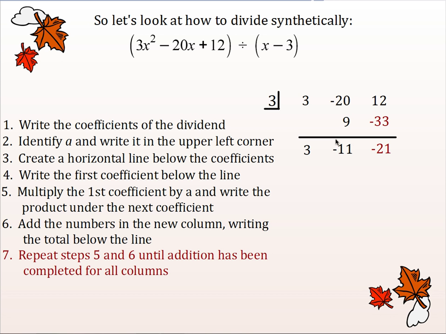Now I'm going to do the same thing. I'm going to multiply that new number by A. So negative 11 times 3 gives me negative 33, and I'm going to write that underneath my next coefficient over.